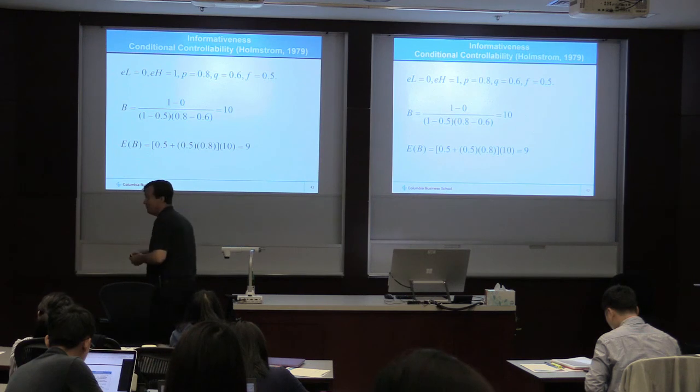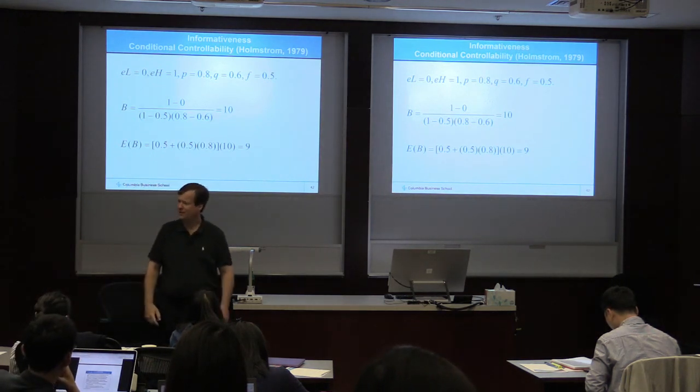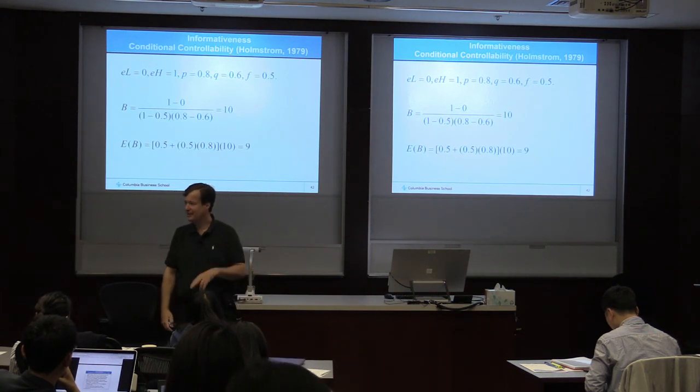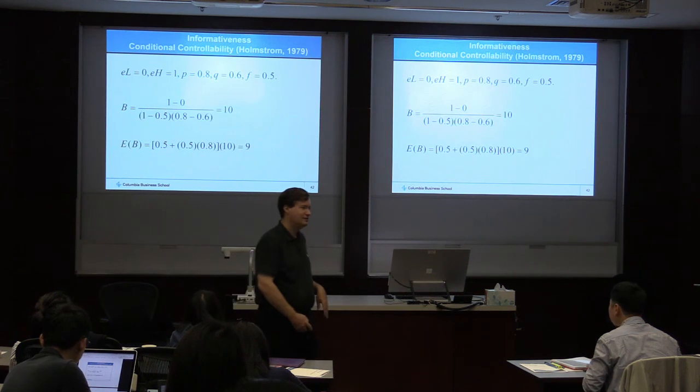So you end up now paying the agent in expectation 9. The agent's rents went up from, what were they, 3 before, now to 8 because of F. F caused us a lot of trouble, this extra luck.